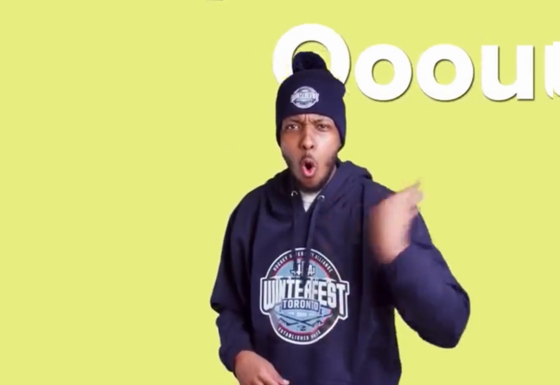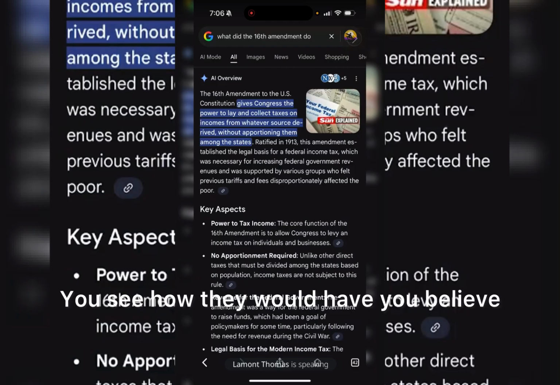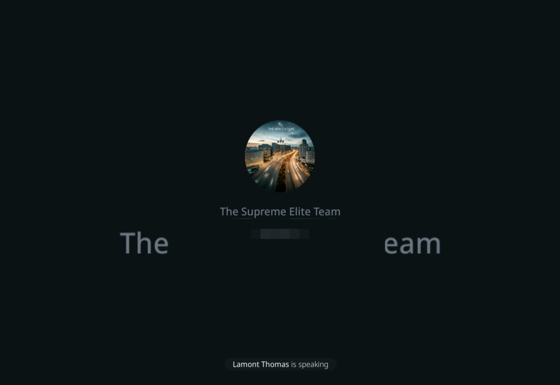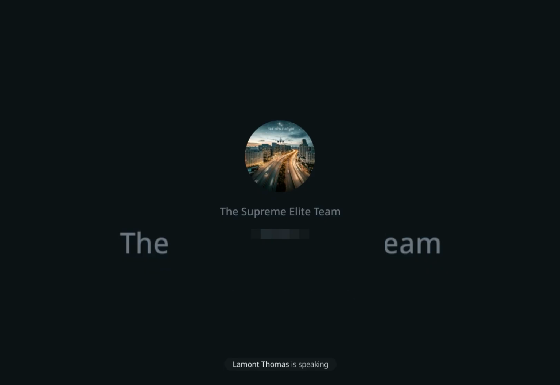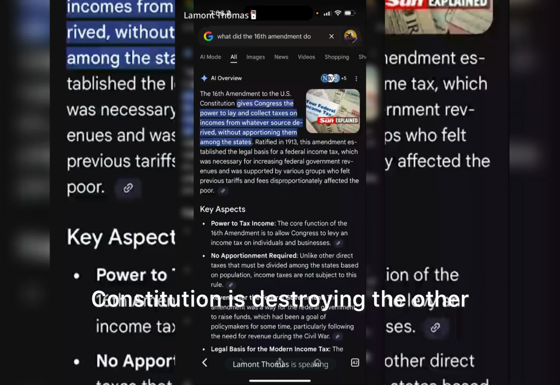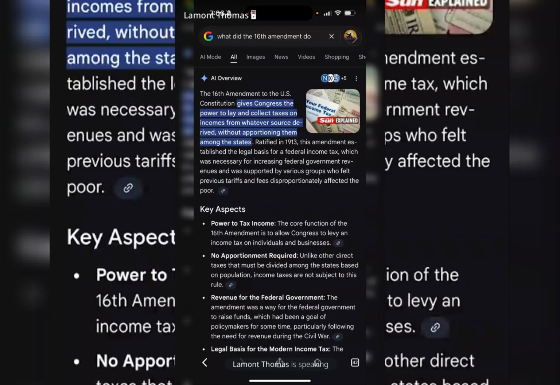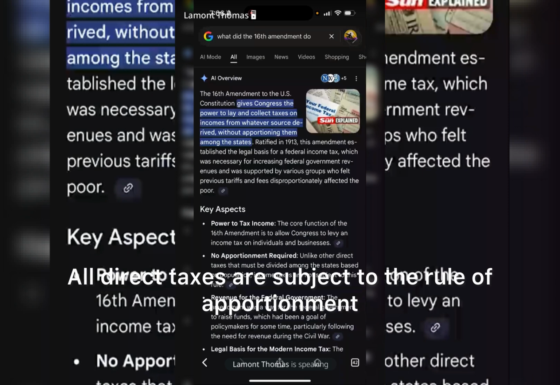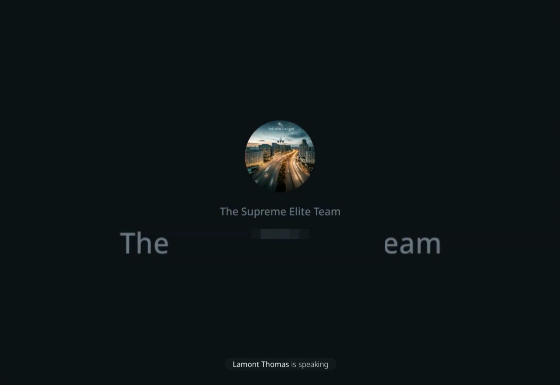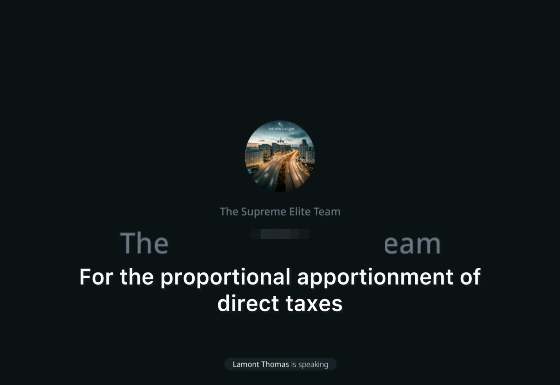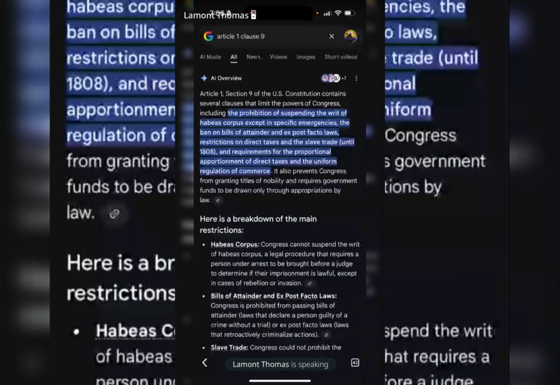Oh, snap. You see how they would have you believe that basically with that reasoning, one section of the Constitution is destroying the other. No, all direct taxes are subject to the rule of apportionment, for the proportional apportionment of direct taxes.